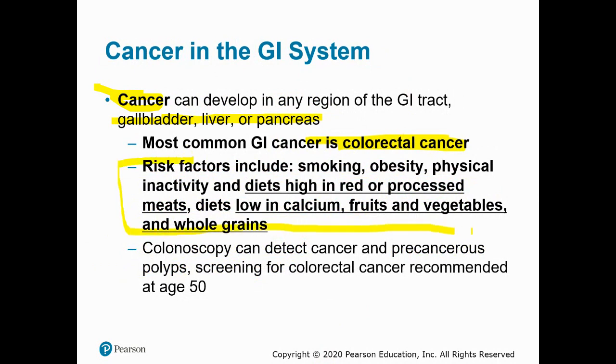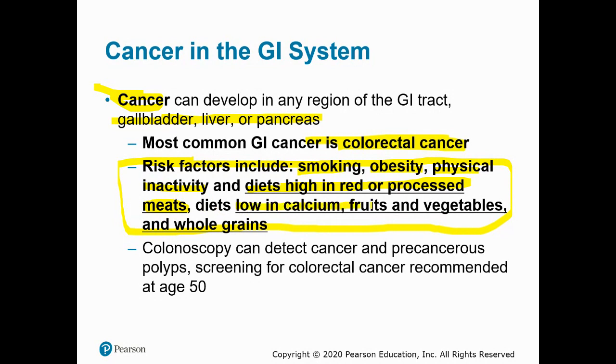Risk factors, so things that increase our risk for cancer in the GI system. Smoking, being overweight, not being physically active, diets high in red and processed meats. So again, not to say that red or processed meat causes cancer, although I guess we do know that they do, but especially if we eat a lot of them. So if we're eating red or processed meat every day, like steak or pork or deli meats, those are common processed meats, deli meats, those are cancer promoting foods.